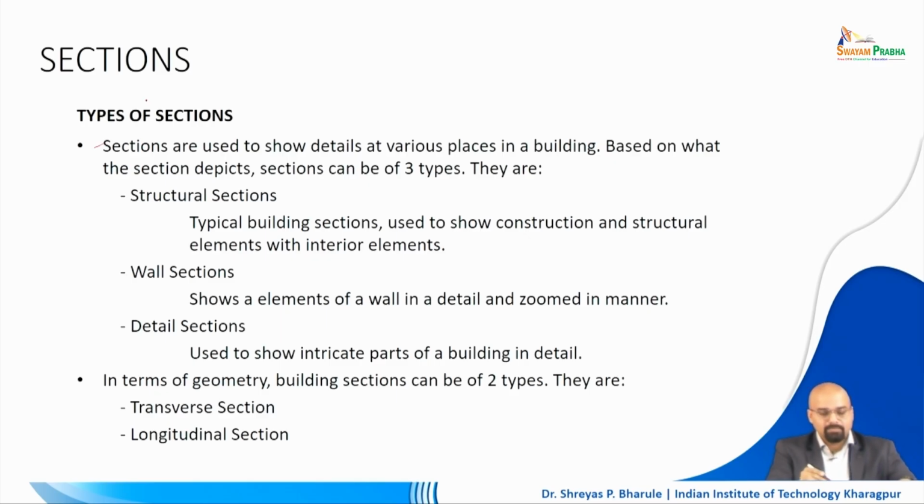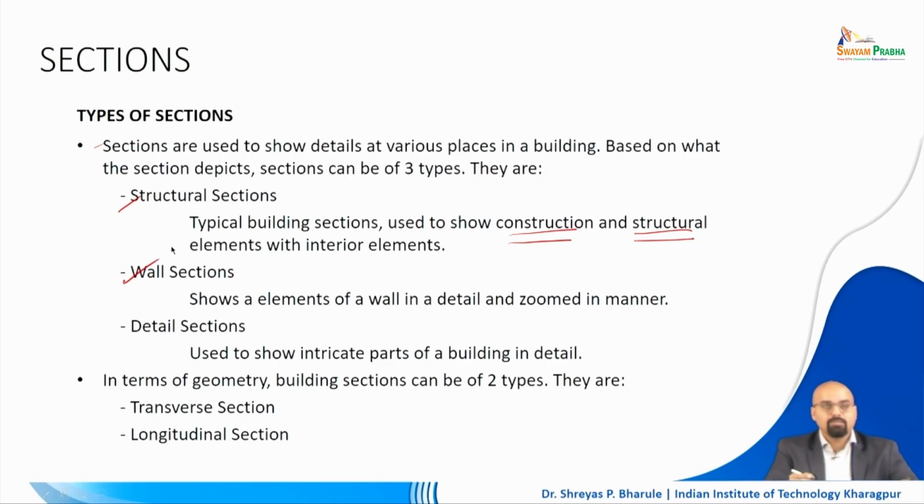So, typically sections are used to show various places in the building that we have established so far, but based on what a section depicts, it can be categorized into 3 types, right. First is the structural section, right. A typical building section is used to show the construction and the structural elements of the interior of the building, right. So, whatever is the structural design within a particular building, it will show the construction details and the structural details of that particular building, very important.